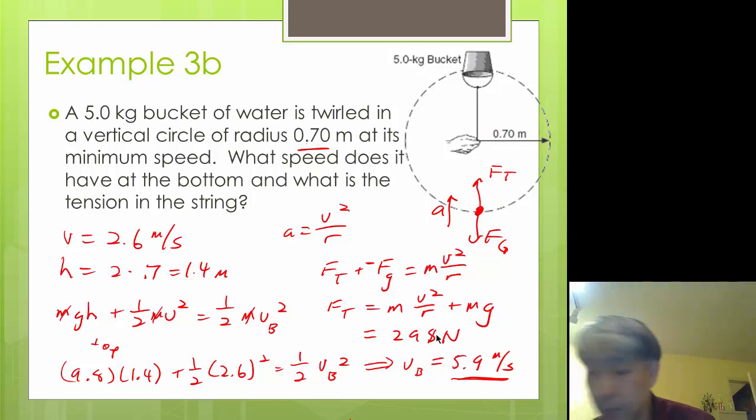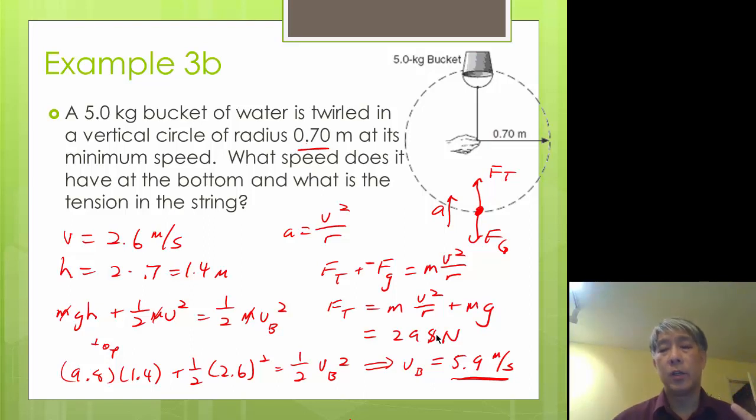$298. Okay. So that's how we would do an energy analysis. You have to be able to think of the fact that it's at a different height at the top versus the bottom. And then we simply go quickly into conservation of energy to figure out what the speed of the bucket at the bottom is.